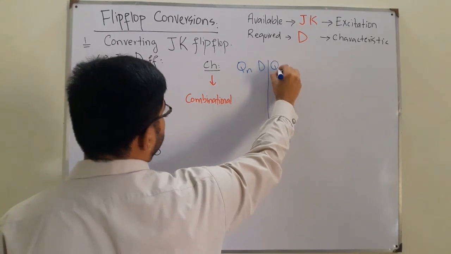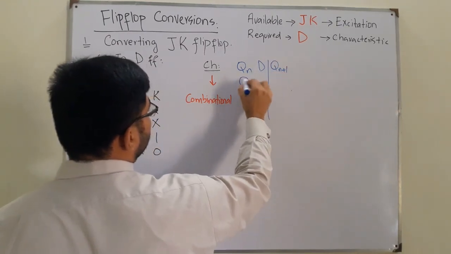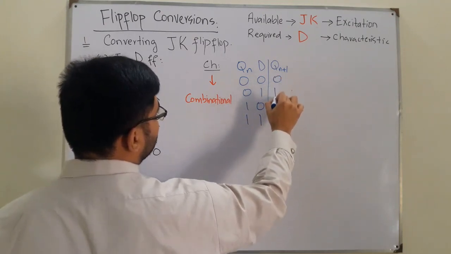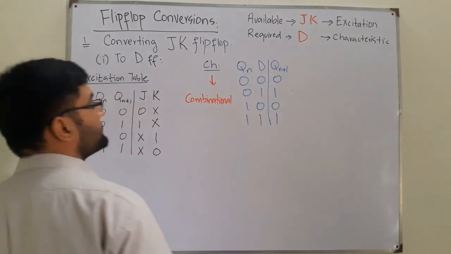The next state is just equal to the value of D, alright? So you have a 0, 0, 0, 1, 1, 0, and 1, 1. So it will be 0, 1, 0, 1. It's equal to D, alright?